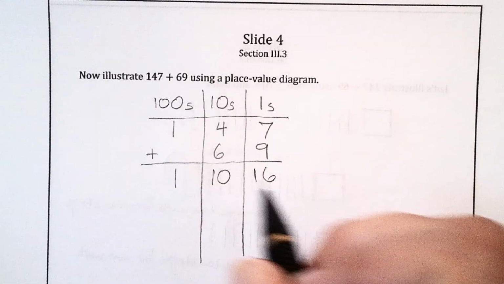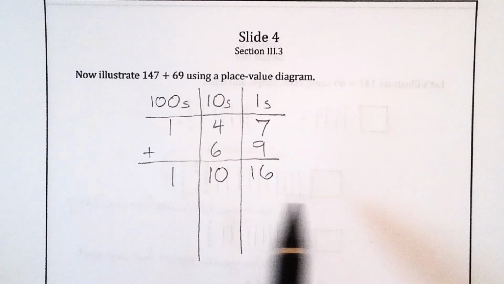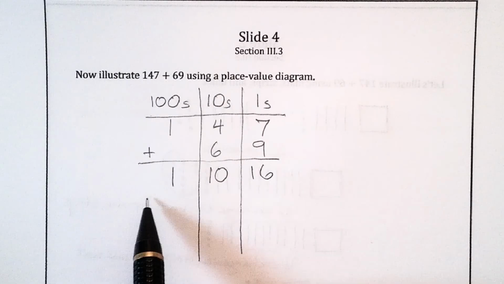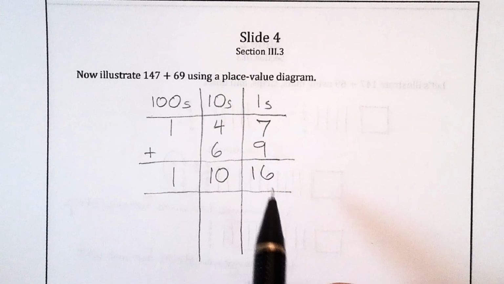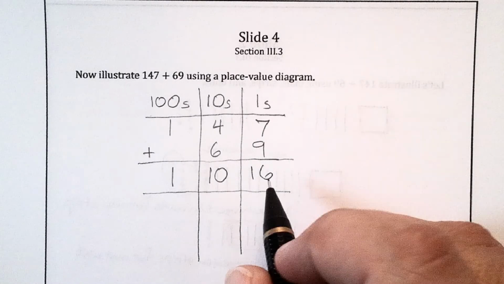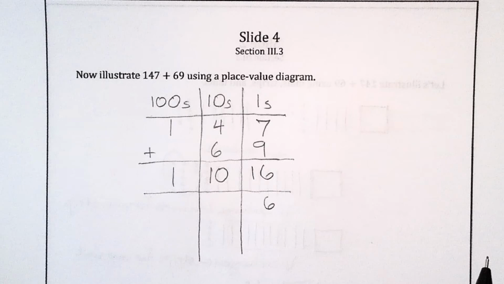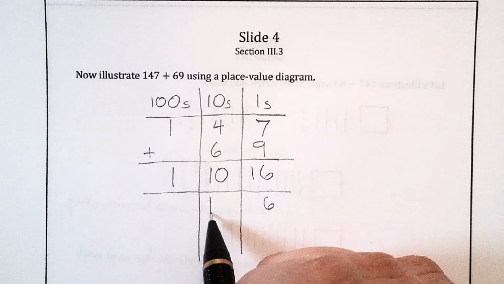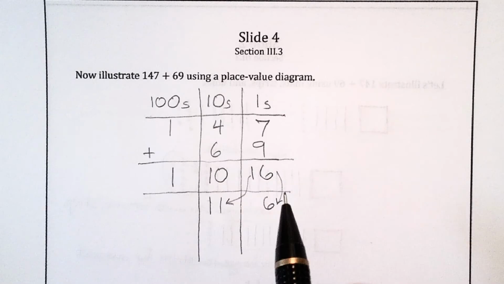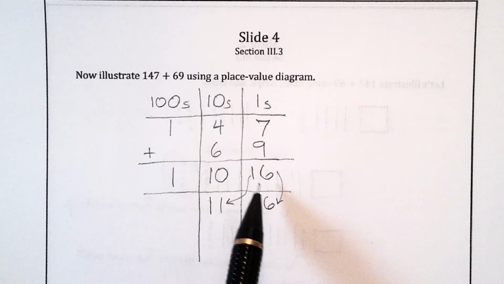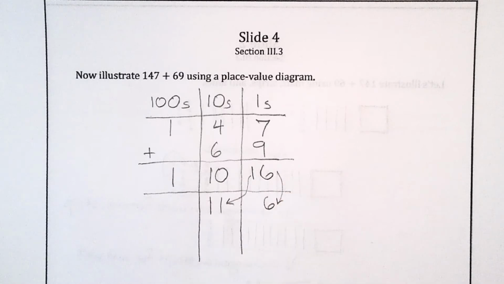But again, I'm not allowed to have more than 9 in any column, so I'm going to make exchanges. I have 16 ones, so I'm going to keep 6 of those ones in the ones column, but 10 of them I'm going to exchange for 1 10. So now instead of having 10 tens and 16 ones, I have 11 tens and 6 ones. Represents the same amount. I just have them distributed differently, and that way I have less than 10 in the ones column. Okay, then I still have my 100.